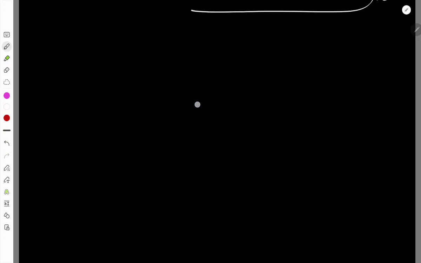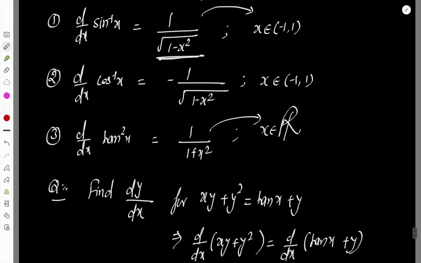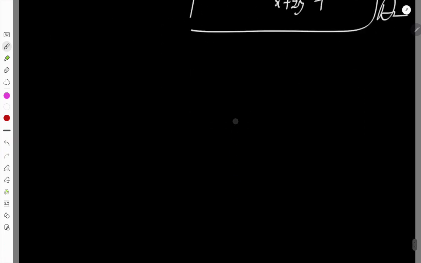I hope these formulas are in your mind. d by dx of sine inverse x is equal to 1 divided by root of 1 minus x square. d by dx of cos inverse x is equal to minus 1 divided by root of 1 minus x square. d by dx of tan inverse x is equal to 1 divided by 1 plus x square. So we will take a few questions over this.